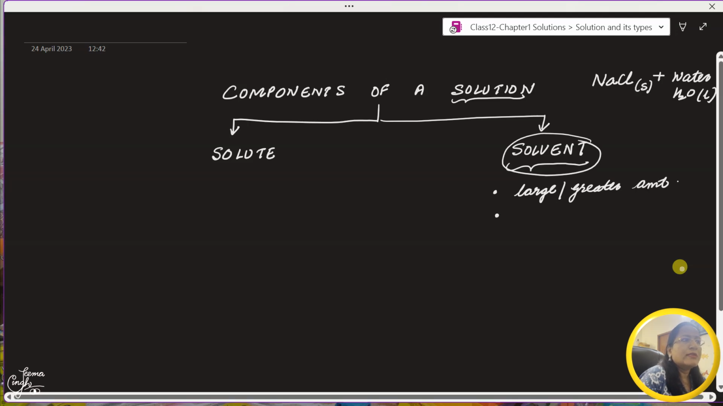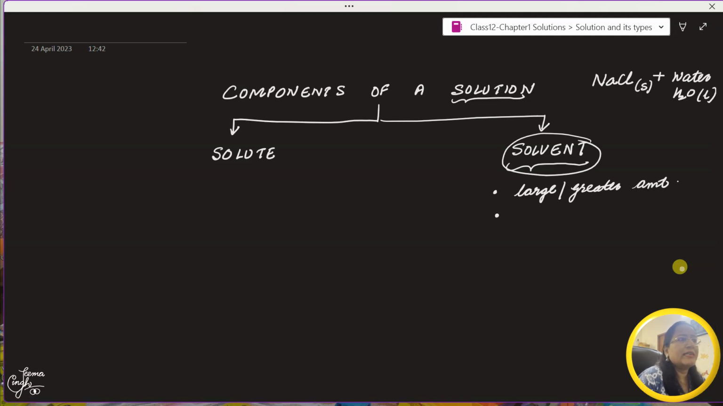Number two, this is the component that decides the physical state of the solution. Whether your solution is solid, liquid, or gaseous is decided by the solvent. So it helps you to decide the physical state. It decides the physical state of what? Definitely of the solution.